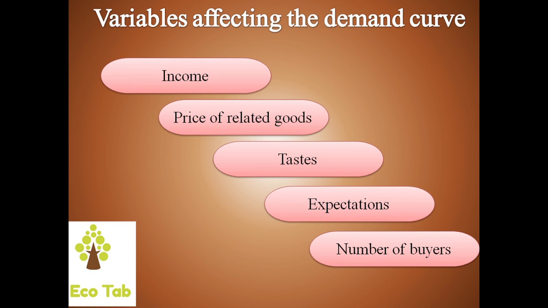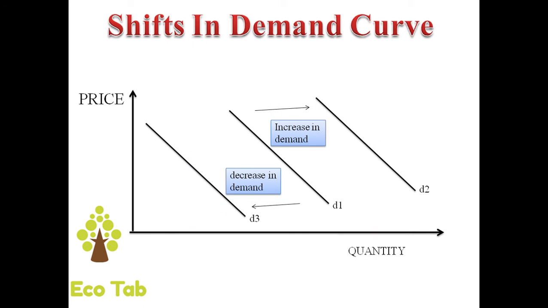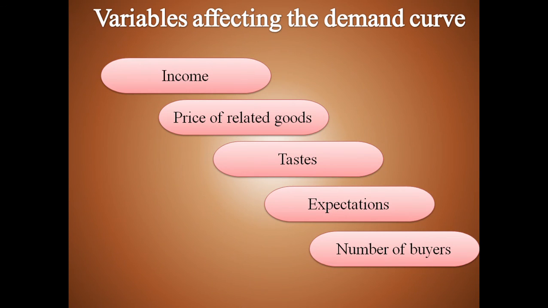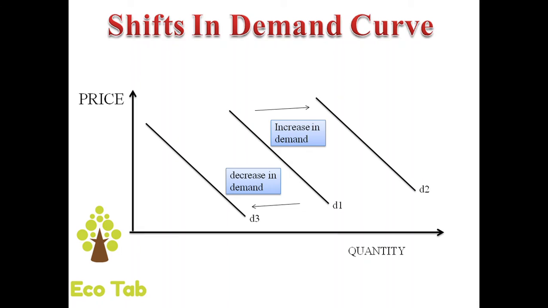Number of buyers: the more the number of buyers, the more will be the demand and thus a shift towards the right. टेस्ट पर्सन टू पर्सन डिफर करता है, उसके अकॉर्डिंग ही शिफ्ट होते हैं. An easy way to remember: these variables which are not measured in either axis lead to a shift in the demand curve.